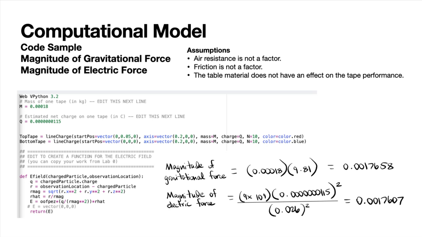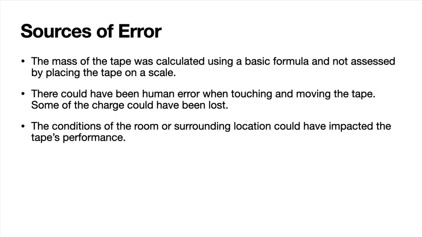And then here is an example of some of the code for the computational model, and then hand calculations for gravitational force, magnitude of gravitational force, and electric force. So for magnitude of gravitational force, that came out to be that number, and then a similar number for magnitude of electric force came out to be 0.0017607. And then I also listed some of the assumptions about air resistance, friction, and table material.